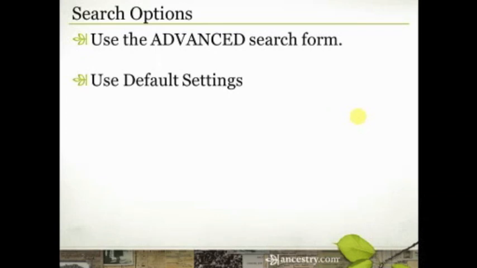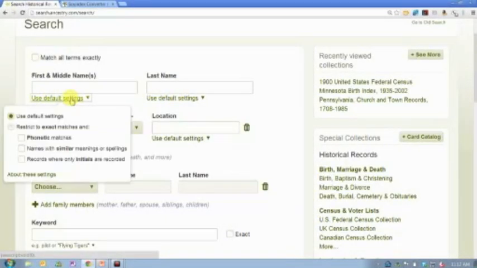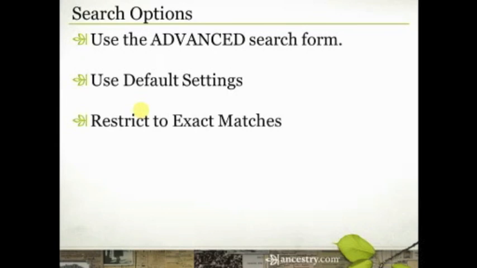Now, I just showed you the Use Default Settings button or link. Okay, it's where it says Use Default Settings. That's where you're going to control how you search on the names that you're searching. So that's what you want to be looking for. The first option under Use Default Settings is going to be Restrict to Exact Matches.